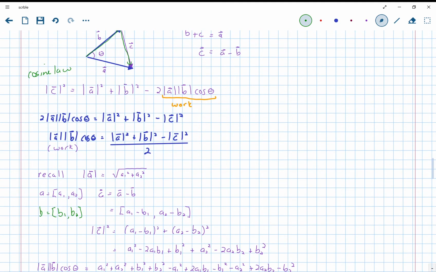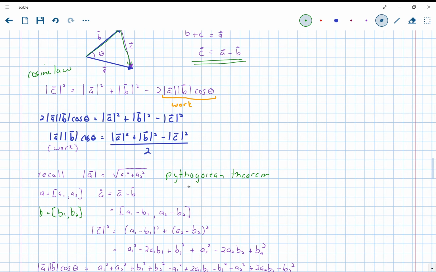All right, so recall, the magnitude of a vector is equal to the square root of its components squared, and this is just the Pythagorean theorem. Okay, so we have that vector A is equal to (A1, A2), and vector B is equal to (B1, B2). So vector C, as we have above here, is equal to A minus B. Now recall to subtract vectors, you just subtract their x coordinates and subtract their y coordinates. So C is equal to (A1 minus B1, A2 minus B2).